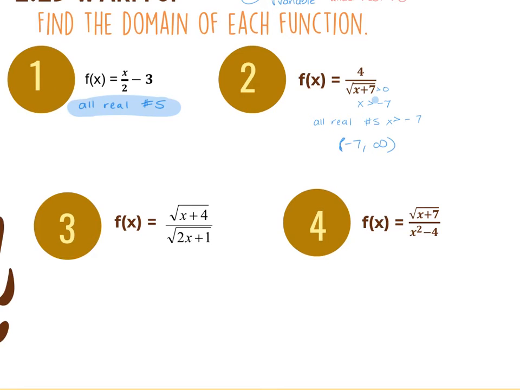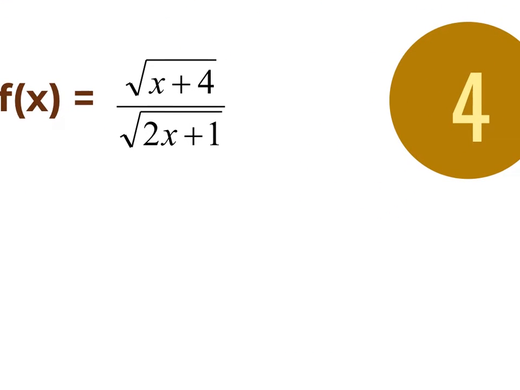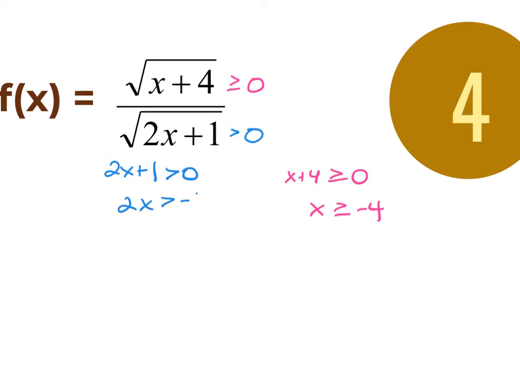So for 3, I've got 2 things going on here. I've got a square root in the numerator and a square root in the denominator. The square root in the numerator has to be greater than or equal to 0, and the square root in the denominator has to be greater than 0. So I'm going to solve these separately. x plus 4 has to be greater than or equal to 0, so x has to be greater than or equal to -4. And my denominator, 2x plus 1, has to be greater than 0, so 2x has to be greater than -1, and x has to be greater than -1/2.